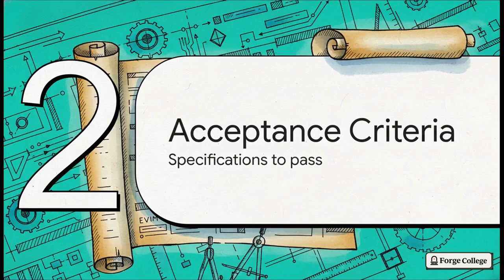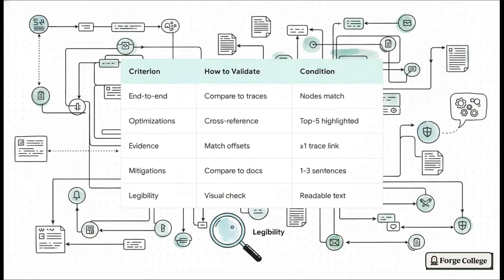Moving right along to Section 2, the acceptance criteria. Before we start building, we have to know what actually passes inspection. This rubric translates our success criteria into verifiable, concrete checks. We're not just guessing here. We validate the end-to-end mapping by making sure absolutely every single call has a corresponding node. We cross-reference to ensure those top 5 bottlenecks are clearly highlighted. We actually demand trace evidence links, meaning we match the opcode offsets. And we need punchy 1 to 3 sentence actionable mitigation plans. Plus, there's a strict legibility check. If a reviewer has to squint at 100% zoom just to read your text, guess what? It is immediately back to the drawing board.